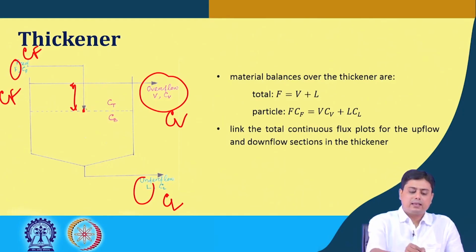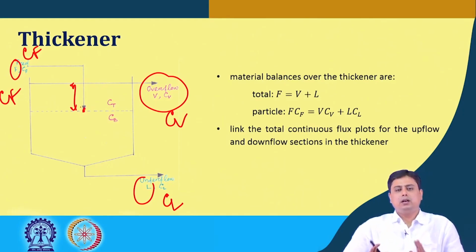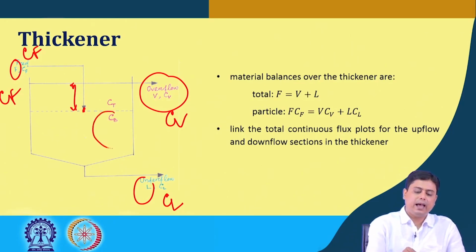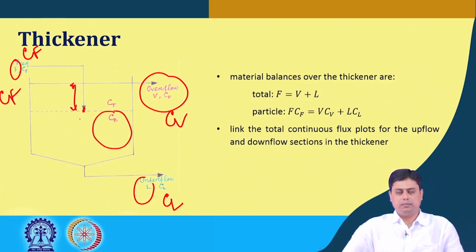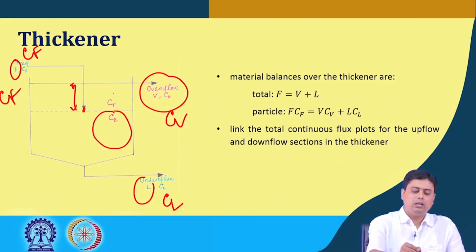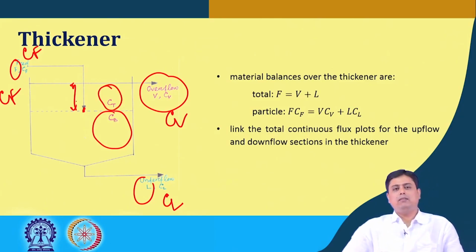Now, as I mentioned, there are basically two zones in a real thickener, one exactly below the feed nozzle or the feed well. Say it has a mean particle concentration of Cb, and in the upflow zone, say we have the mean particle concentration of Ct. For the sake of understanding, you can remember that T is for the top portion, B for the bottom portion. Cv is for the overflow, Cl for the underflow.